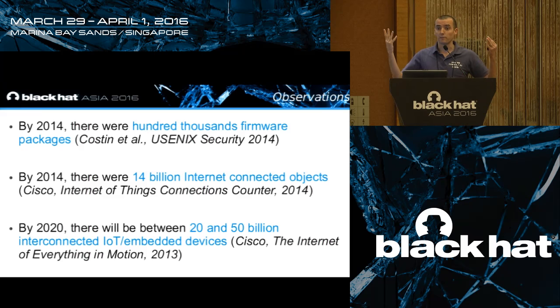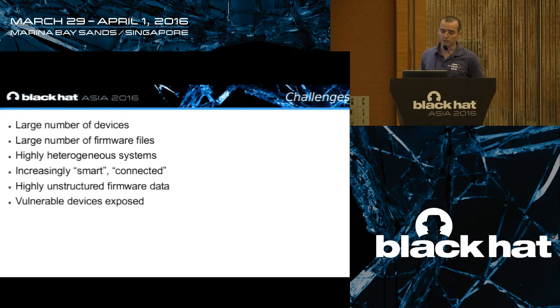So both of these problems, firmware images and embedded devices, come in large numbers and in large combinations, and all of them are online, and many of them expose web interfaces. With these two observations, we don't call them facts because it is really hard to estimate the number of real firmwares in the world, and also the real number of connected or embedded devices in general. But with these observations, we get a set of challenges, namely that there is a large number of devices and a large number of firmware files.